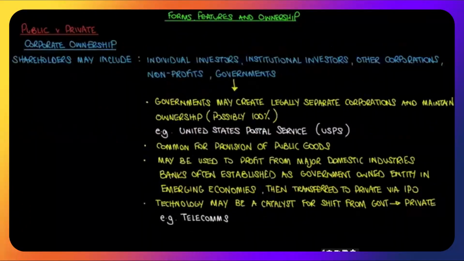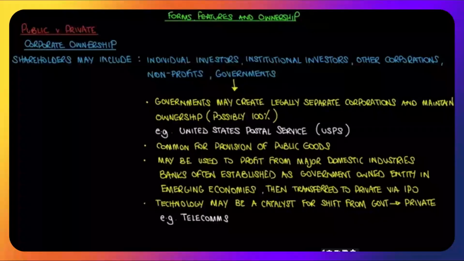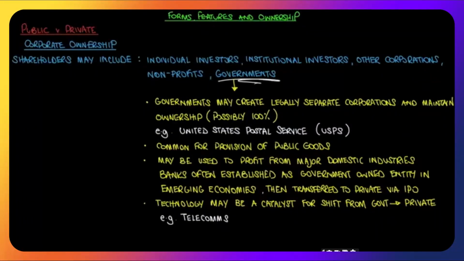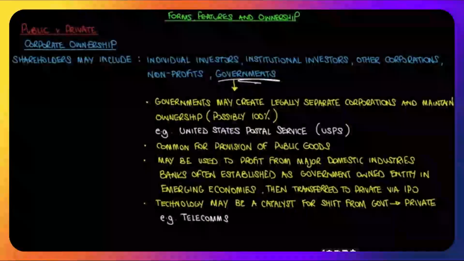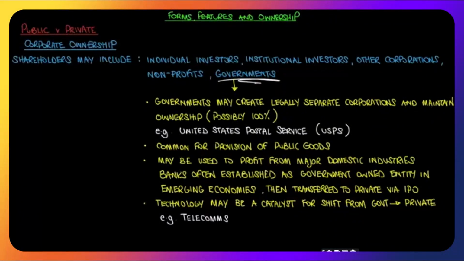And finally, just a little chat about the different types of shareholders you may see for a corporation. Could include individual investors, obviously, big institutional investors, other corporations, we'll talk groups when we get to level 2, non-profits, or governments. And the module just focuses here for a moment on governments and says, you may have entities that are government owned, legally separate corporations, but the government maintains ownership. It may be required under their own mandate, may just be to be more transparent to taxpayers who effectively are the owners. A good example, the United States Postal Service, USPS, in the US. It's common for things like that, the provision of public goods.